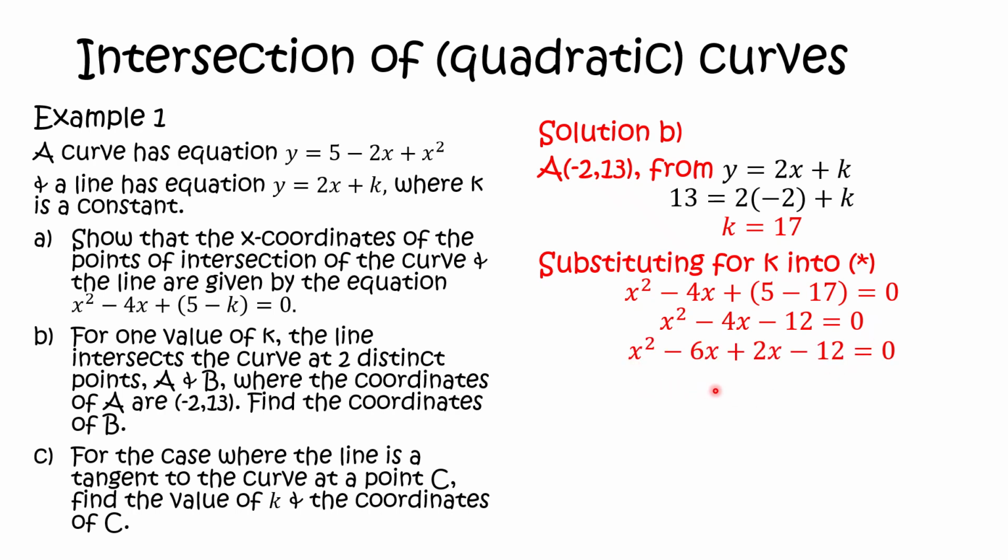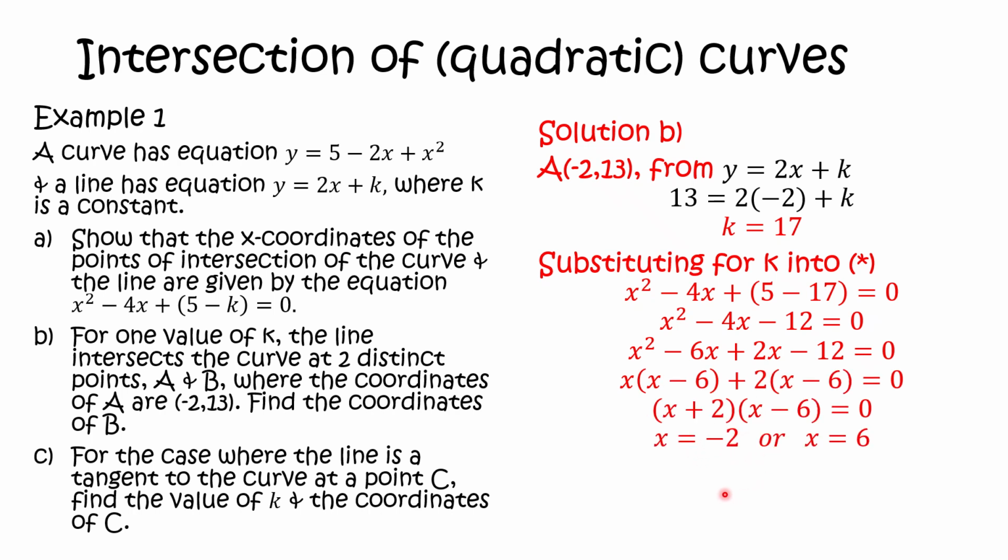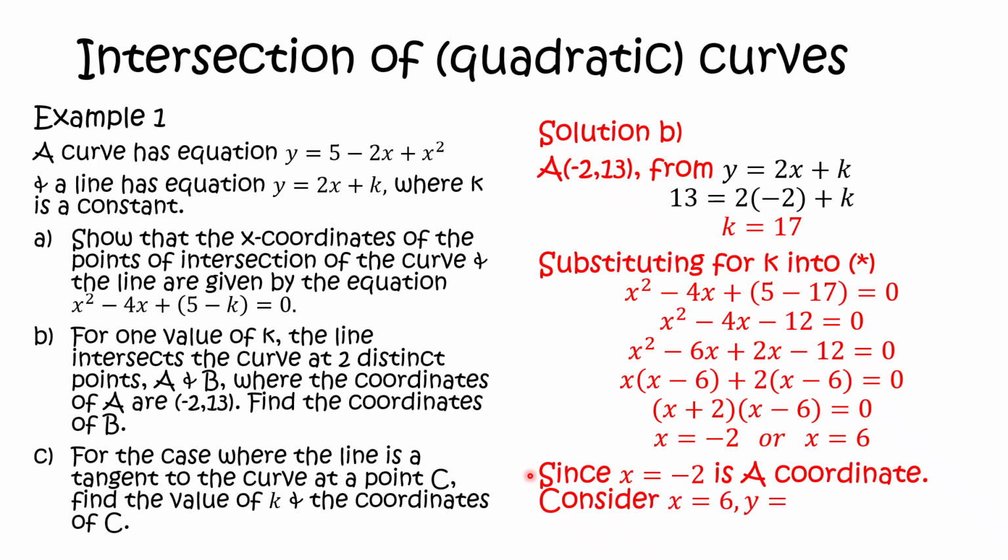Then using the factorization method, we can factorize until we get x plus 2 times x minus 6 is equal to 0, implying that x is equal to minus 2 or x is equal to 6. Since x equal to minus 2 is the x-coordinate of A, we consider x is equal to 6, and substituting it into the linear equation, we have that, implying that the point B is 6, 29.